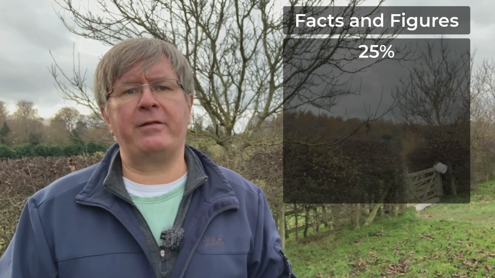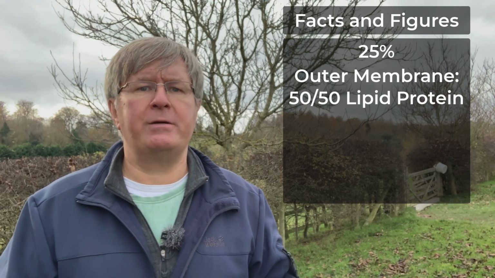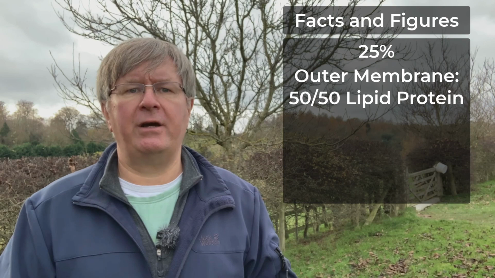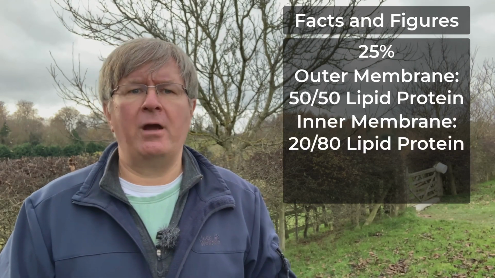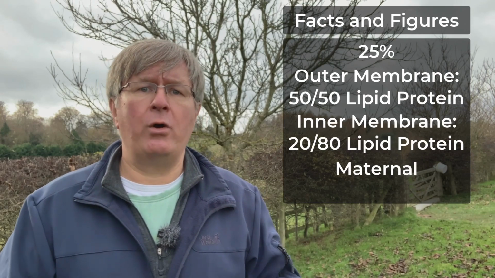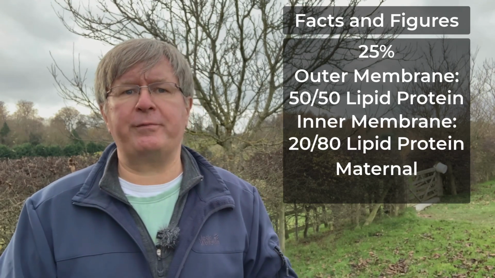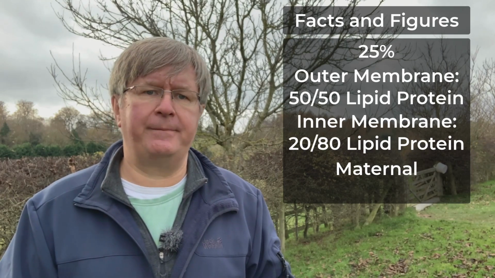The mitochondria can occupy up to 25% of the cytoplasm, with only the nucleus and vacuoles and cytoplasts taking up more space. The outer membrane of the mitochondria is 50-50 lipid protein and is therefore permeable to molecules up to 10 kilodaltons, whereas the inner membrane is 20-80 lipid protein. We inherit mitochondria from our mothers, roughly 99.99%, with a small number that arrive with the sperm being diluted out by the large number of mitochondria in the oocyte.